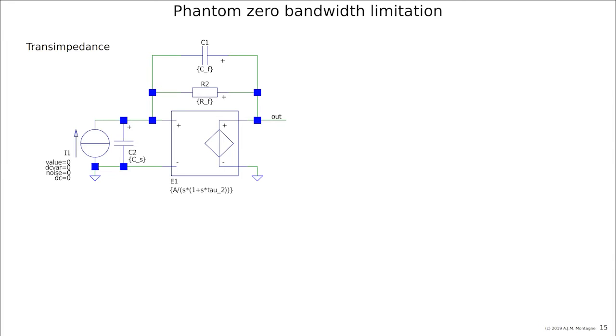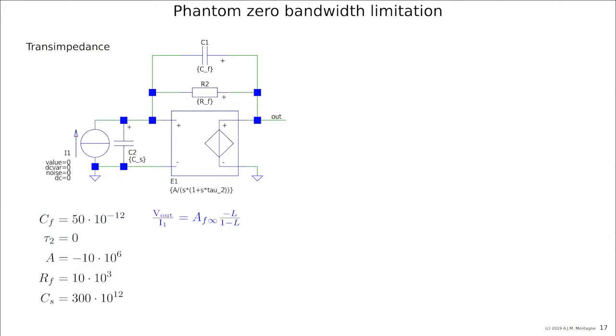Do we really understand what is happening with the phantom zero and how we can limit the bandwidth with the phantom zero? So here again is the transimpedance amplifier. Now we have compensated the thing with 50 pF and all the values are given below. And here is the expression for the current transfer from the input to the output voltage.